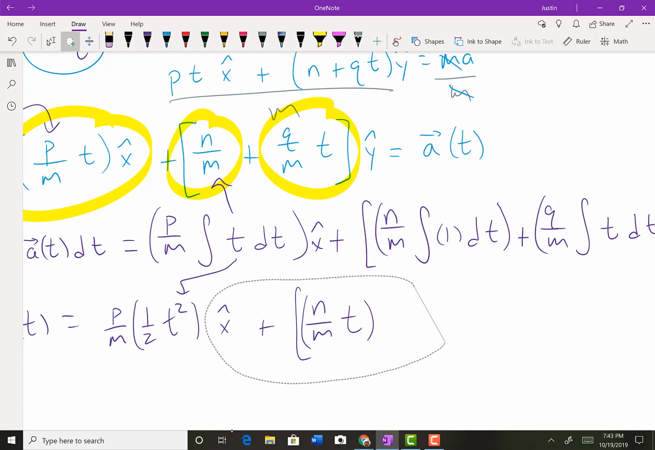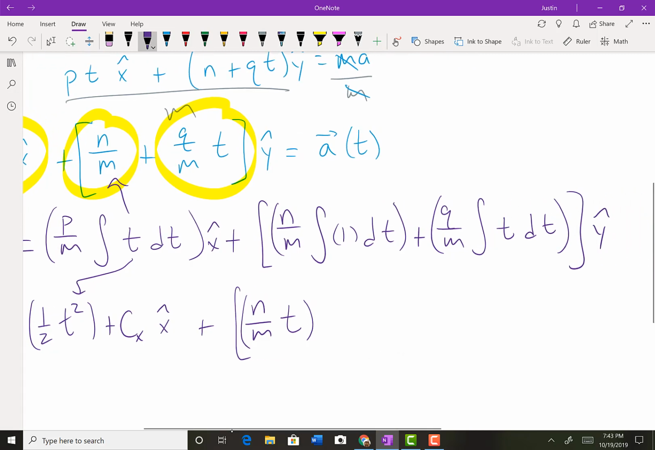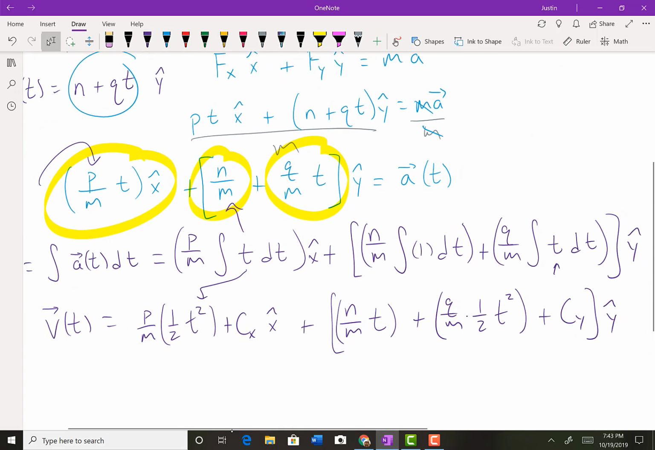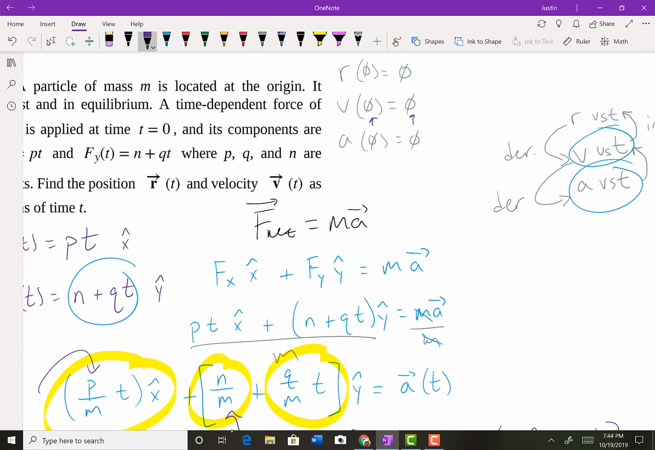Oh, sorry, I'll throw in the constants here. So plus a constant in the x direction. Always forget that plus c. Plus q over m. The integral of t is just t squared multiplied by a half. And that's going to be plus c in the y direction, y hat. So there we go, there's my velocity as a function of time. But then I can plug in my initial conditions that when time equals 0, the velocity equals 0. And that's the velocity in both the x and the y direction.